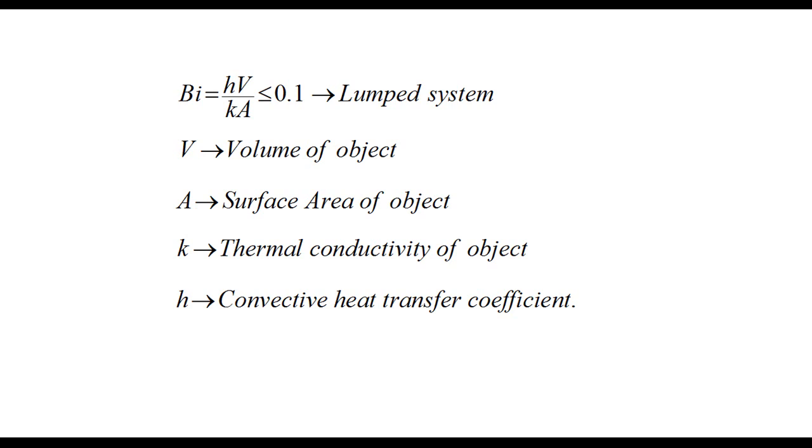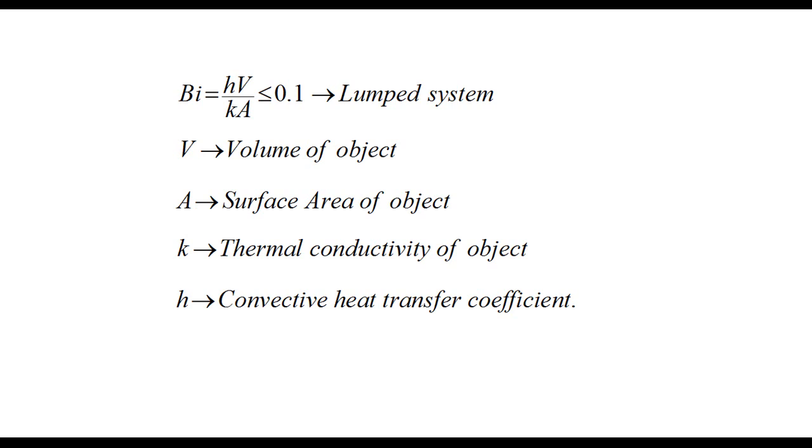The Biot number's formula is given by Bi equals hV upon kA. Here h is the convective heat transfer coefficient. I think you might know what the convective heat transfer coefficient is. V is the volume of the object. A is the peripheral area through which heat is transferring to the surrounding.